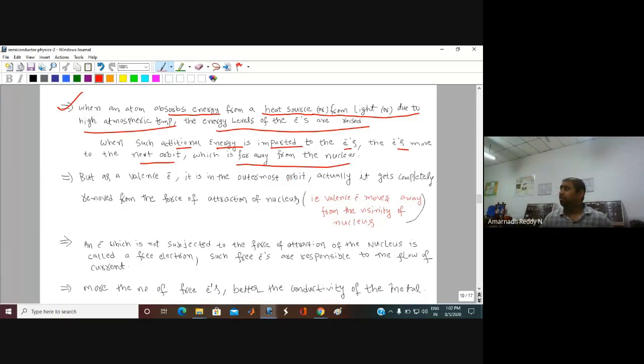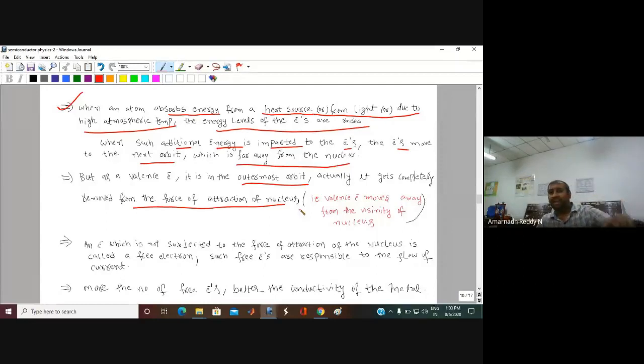Earlier the first orbit was tightly bound, very near to the nucleus. When you give external energy, electrons are able to jump from the first orbit to the second orbit, which is far away from the nucleus. So the bonding is somewhat looser as energy increases. Bonding is inversely proportional to the energy level. A valence electron, being in the outermost orbit, actually gets completely removed from the force of attraction of the nucleus.